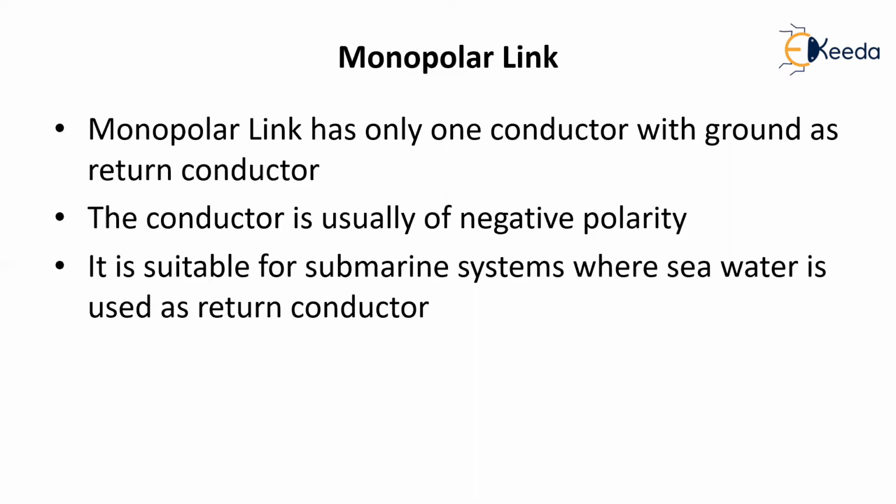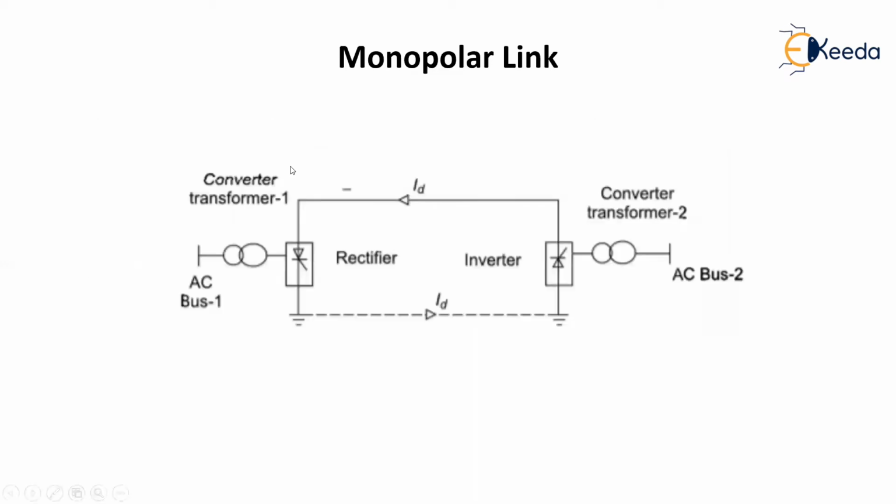So let us see how a monopolar link looks like. So a monopolar link will look like this only. So this is what we call single pole. That is what we call it, only one conductor is used, which is usually of negative polarity. Why are we using negative polarity?